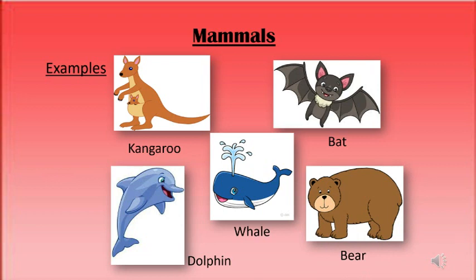All these animals give birth to their young ones and they have hair or fur on their body and they feed milk to the young ones and they can live in any environment. So these are some examples and there are lots of mammals.